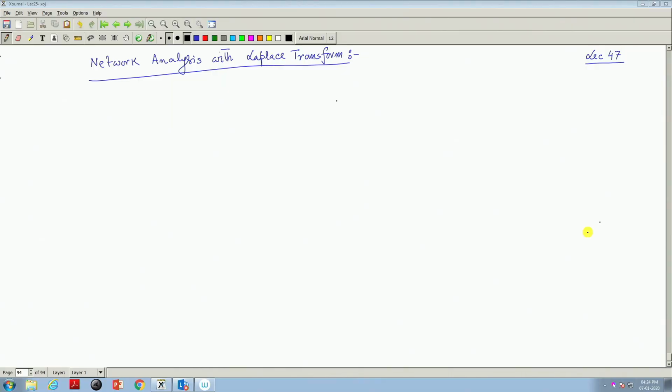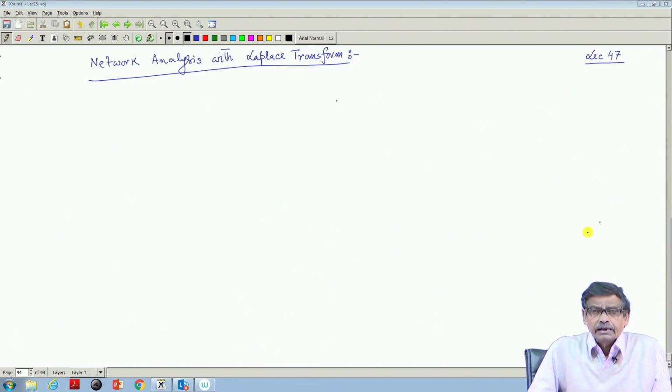Welcome to the 47th lecture. We have been discussing network analysis using Laplace transformation. If you remember, our circuit will be in time domain with R, L, C values provided. Then the next step will be to redraw the circuit in S domain, replacing R by R. That is, no replacement for the resistance; replace L by SL and replace any capacitance by 1 by Cs.